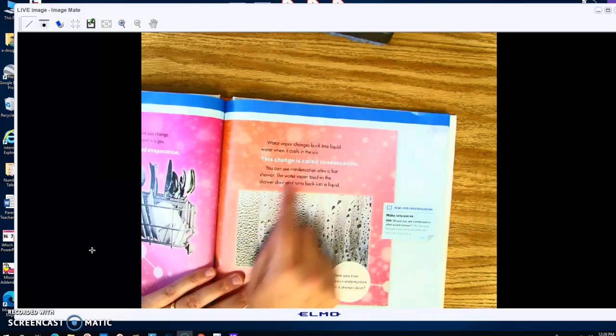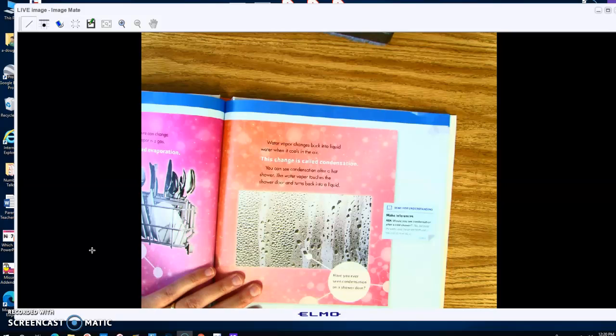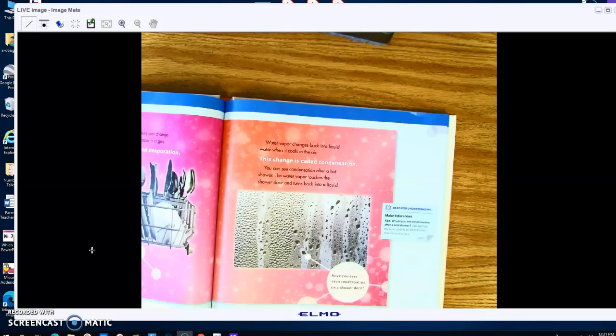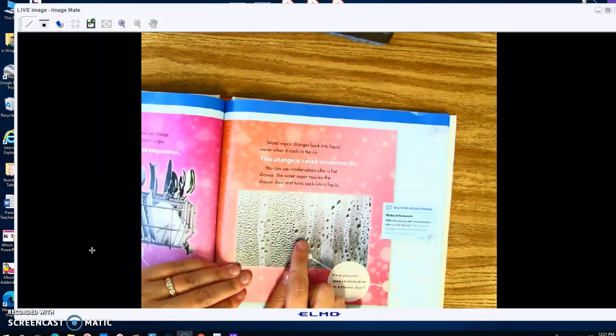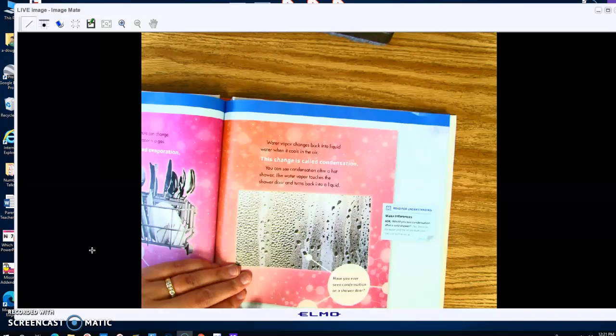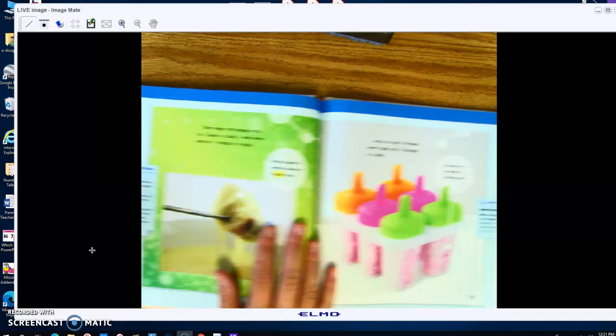Water vapor can change back into liquid water when it cools in the air. This change is called condensation. So when the vapor in the air turns back into water, it's called condensation. So maybe you'll have a cup you're drinking from and the water gets on the outside. That's because it may be hotter outside and it's colder in your cup. So you can see condensation after a hot shower. The water vapor touches the shower door and turns back into a liquid. Have you ever seen that on the shower door? Yeah. Or your mirror? Yes, that's right.